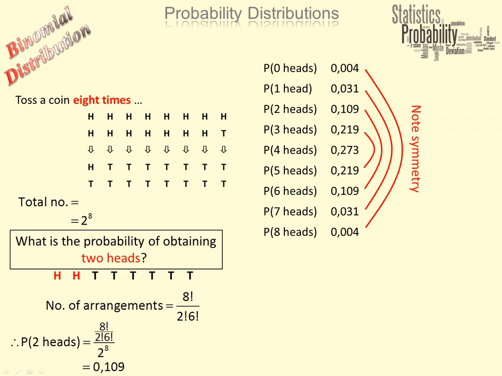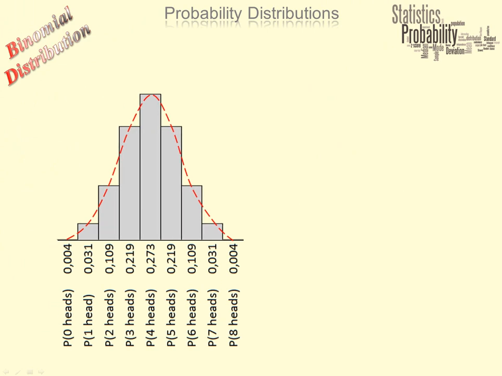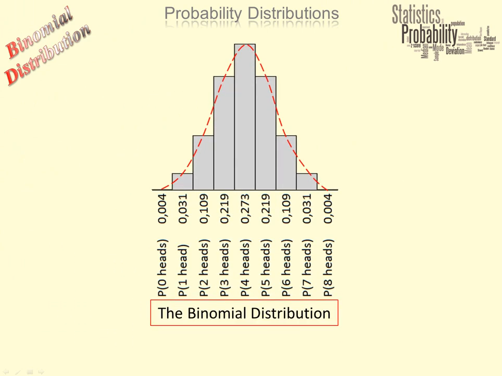Now if we have a look at the whole distribution, 0 heads through to 8 heads, there's our 2 heads. You'll notice that 2 heads has the same probability as 6 heads. 0 heads has the same probability as 8 heads. So there's a symmetry about it. And that gives us our binomial distribution. It is in fact in the shape of the normal distribution.